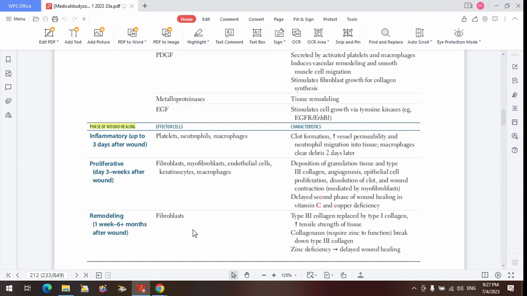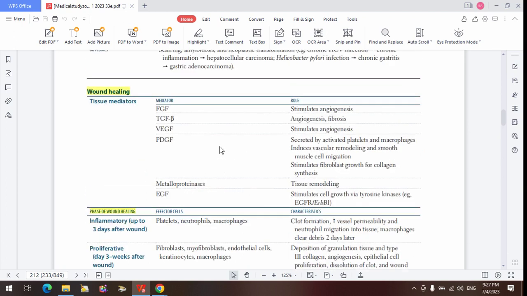So we can remember the days. The inflammatory phase occurs from the onset of the injury to 3 days. The proliferative phase is 3 days to 1 week. Remodeling is 1 week to 6 months. It's not really very important, but if you want to remember, it's very easy. Within 3 days, inflammation; 3 days to 1 week, proliferative; then 1 week beyond, within 6 months, you are expecting your wound to have healed properly, remodeling.